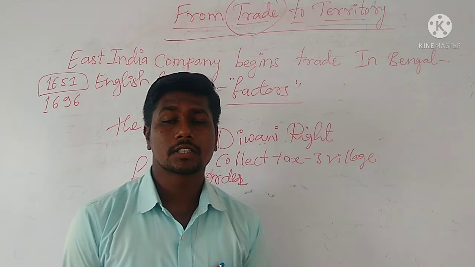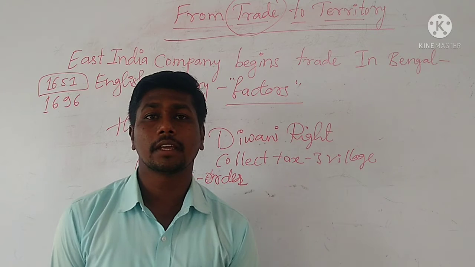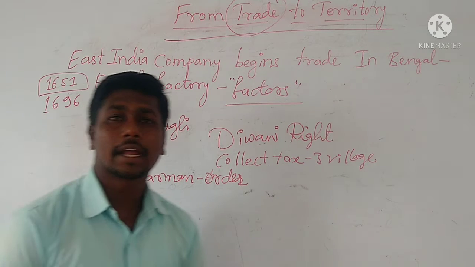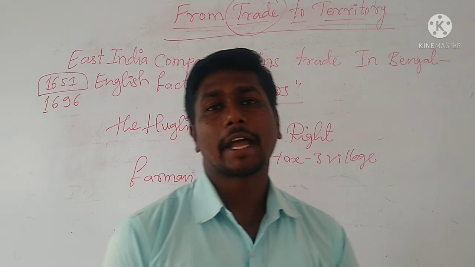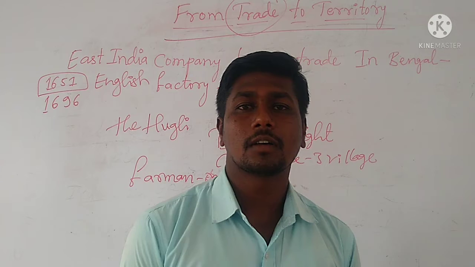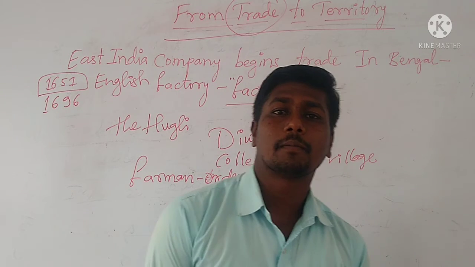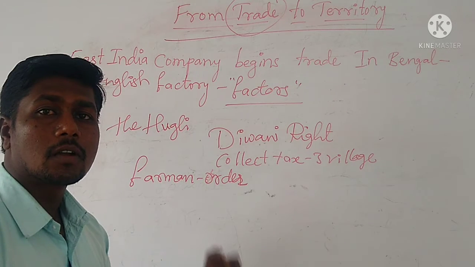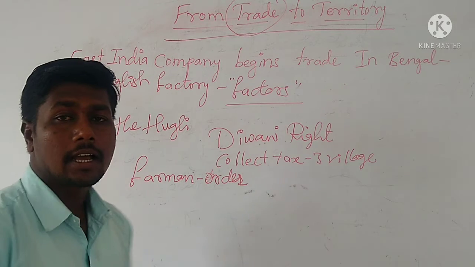So Aurangzeb issued an order granting the company the right to trade duty free. Duty free means what here? The right to trade without paying tax to the Mughal Empire. So this right was granted by the Mughal Emperor Aurangzeb. To whom was the right given? To the English East India Company.